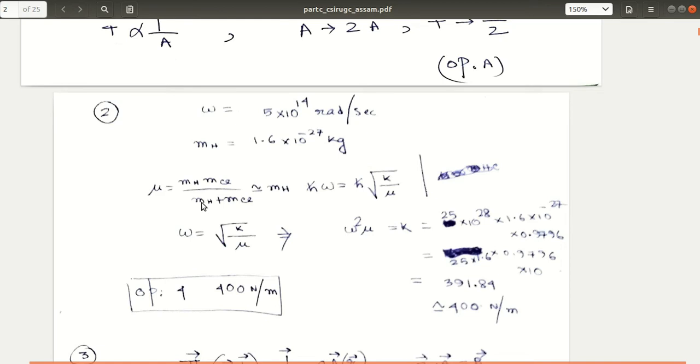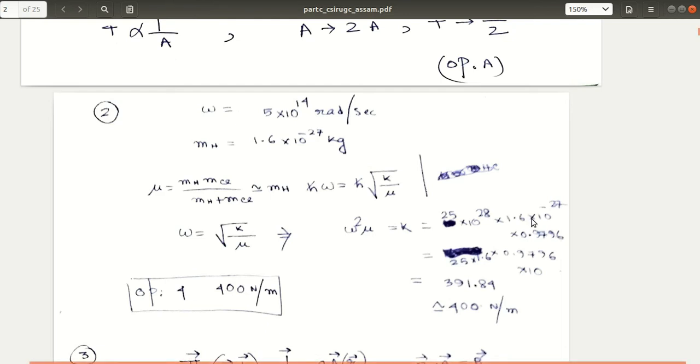If you approximate mH plus mCl to be almost equal to mCl, this mCl will cancel out and it will become mH. Now h cross omega is h cross root over k by mu, so omega is root over k by mu, and omega square mu is k. Omega square is 5 square, which is 25 into 10 to the power 28, and the mass of the hydrogen atom mu is 1.6 into 10 to the power minus 27, so mu is equal to this.